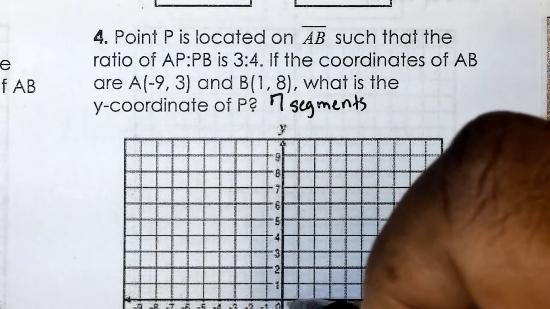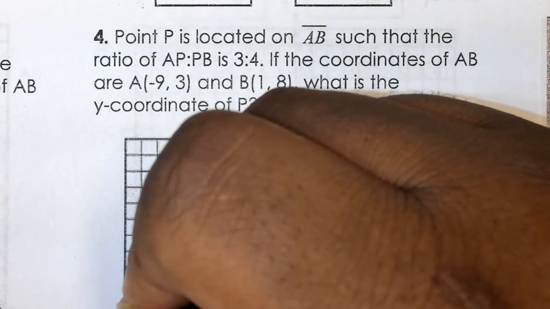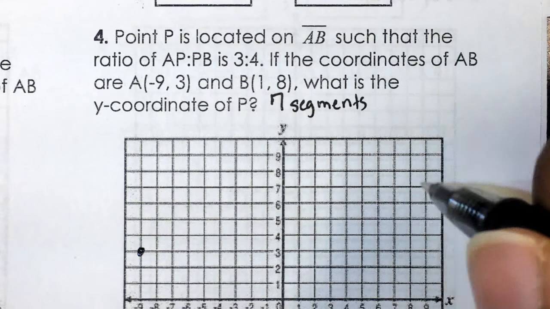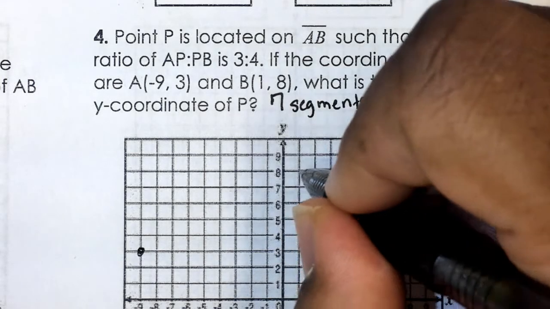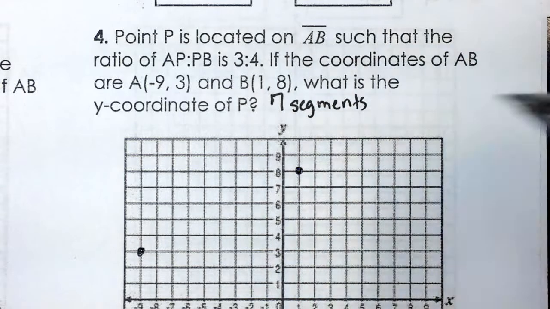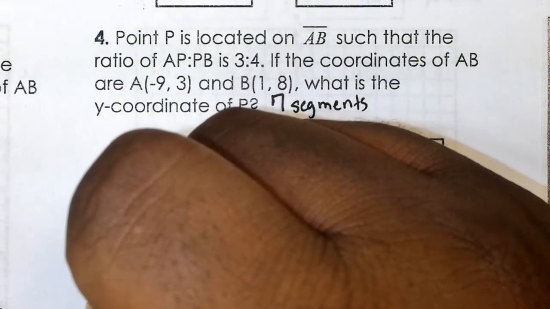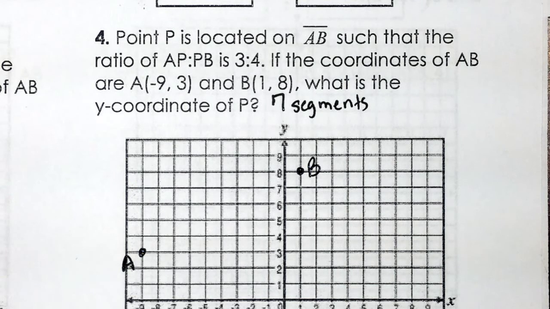A is at negative 9, 3. B is at 1, 8. And they say it was A to B, and all they want is the y coordinate of point P.